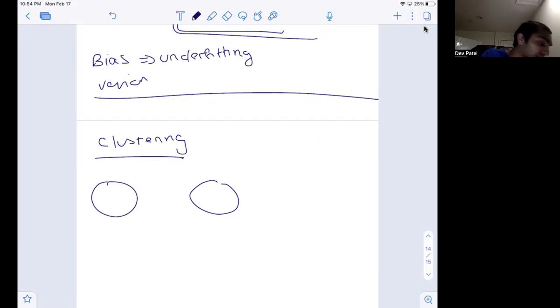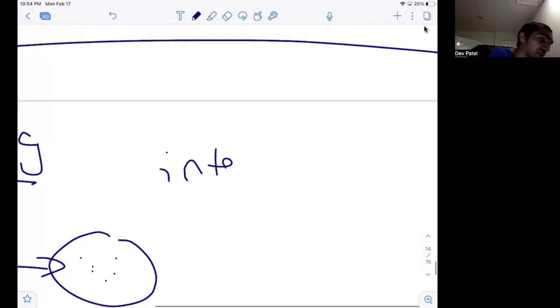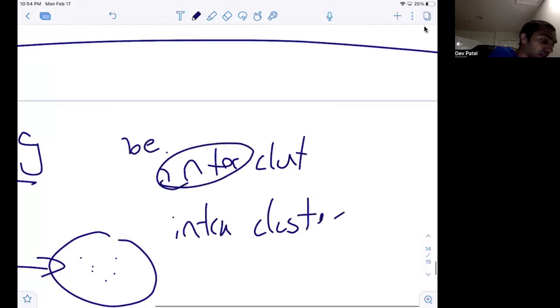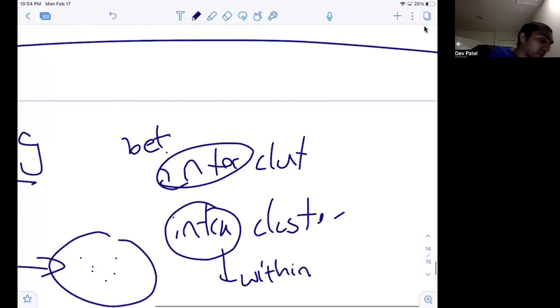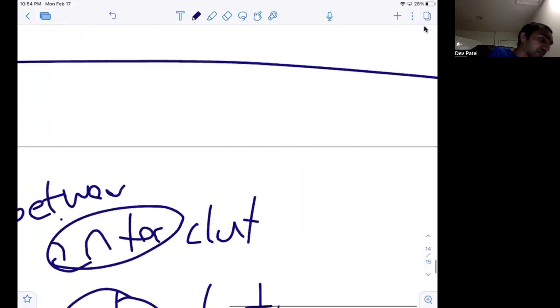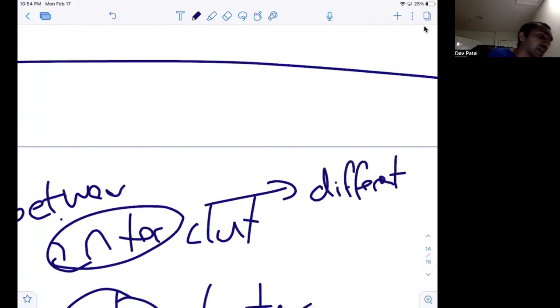It has data points that are similar to one another, but the clusters themselves are distinct from one another. So this is what we call inter-cluster similarity and intra-cluster similarity. Inter means between and intra means within, right? Between the clusters, we want them to be different. We want their similarity to be as low as possible, right?